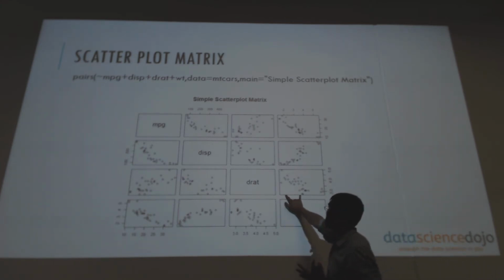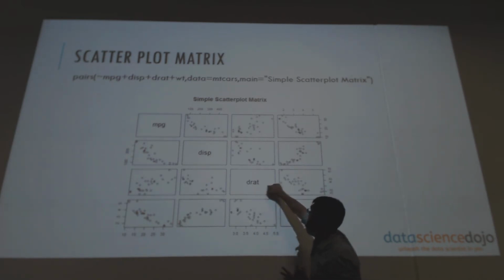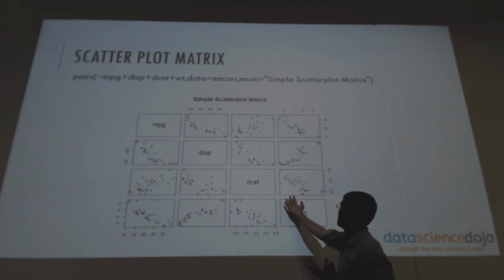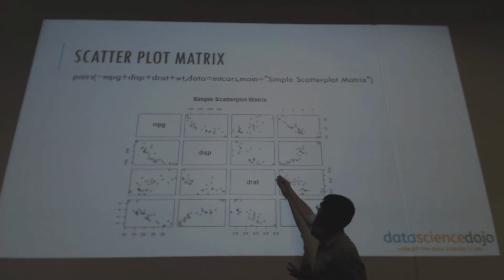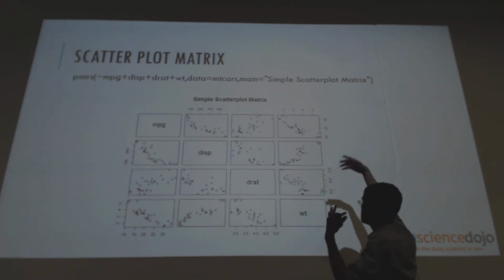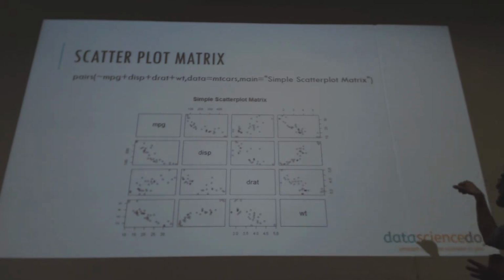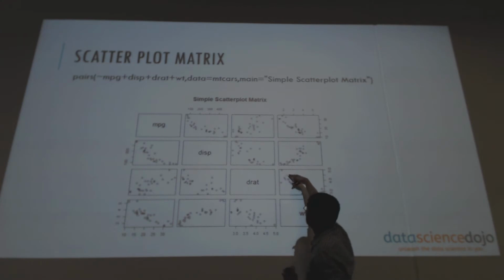So what this means is that if I look at this plot, this is weight versus DRAT. So I will go to the intersection here. This is weight and this is DRAT. Any idea, if weight is increasing, what's happening to this variable called DRAT? Is it increasing or decreasing? What kind of correlation is this? Decreasing. It's decreasing, right? So we can clearly see a pattern here, that this is going down as the weight increases.